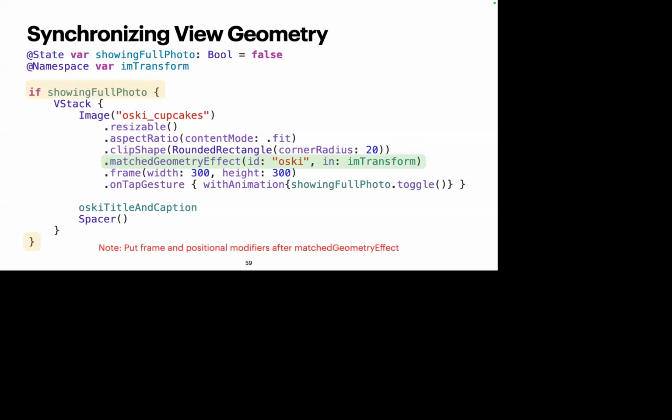And we put the frame and any positional view modifiers after the matched geometry effect. In this case, we're putting the frame of the image afterwards, and anything we need to do about position. So if you use .position or .offset, you want to put that after the matched geometry effect. Otherwise, it's going to do some weird behavior.